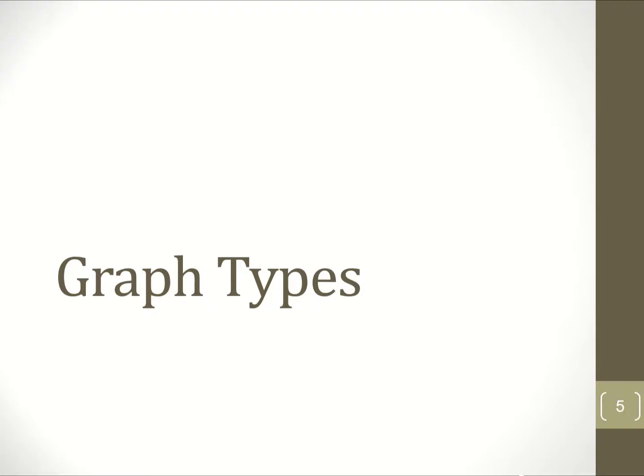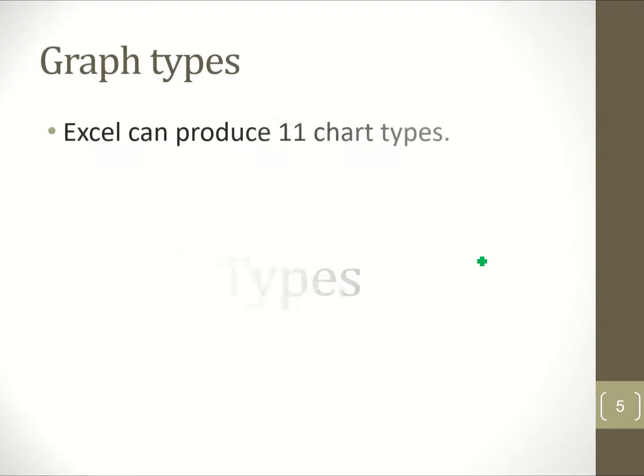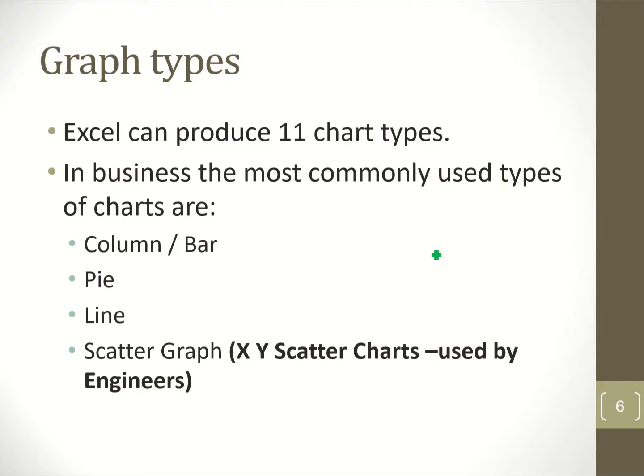Now let's look at the different types of graphs that we have available to us through Excel. All right, let's look at these types. The first thing we want to look at is that Excel can produce 11 different types of charts or graphs. And with these we have a number of different ones. The most commonly used types in business are your column or bar chart, pie charts, line graphs, and then there's also something called scatter graphs.